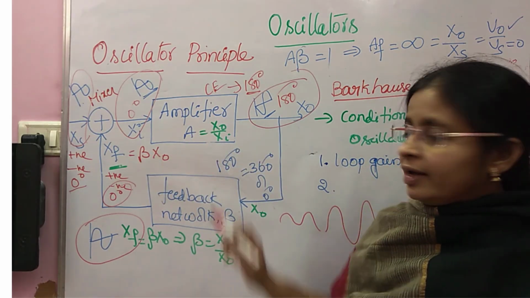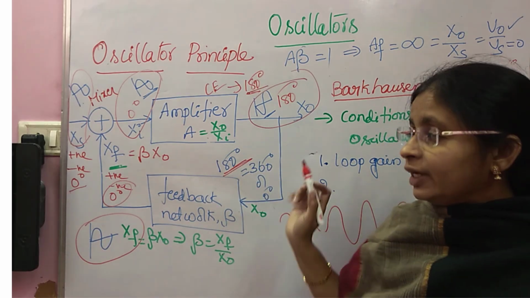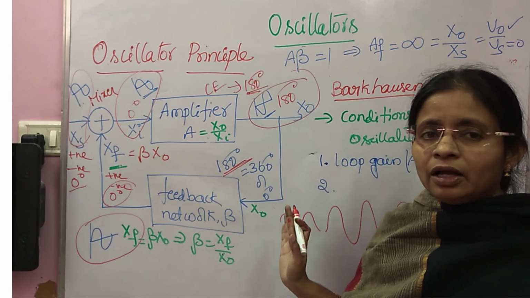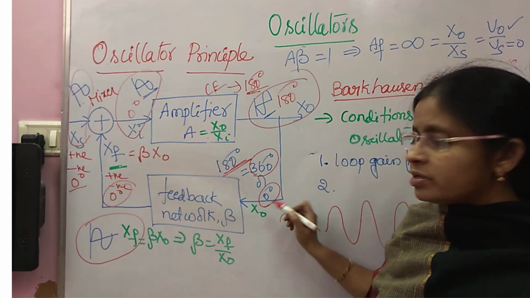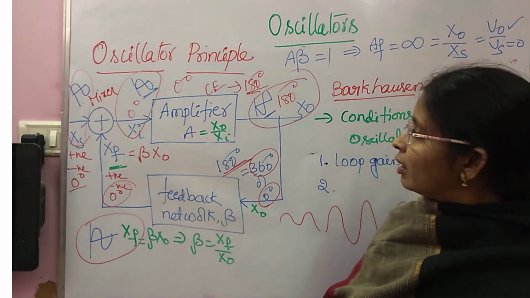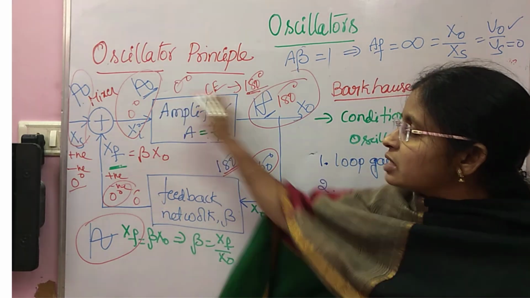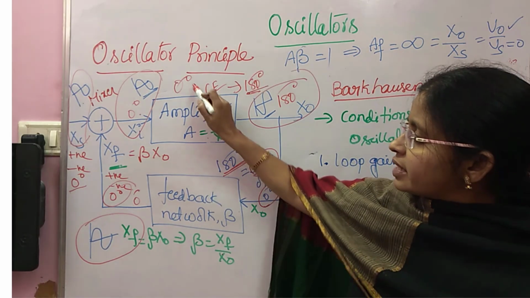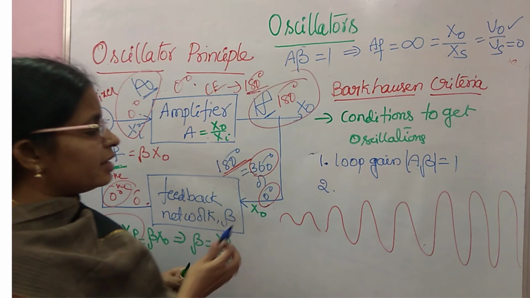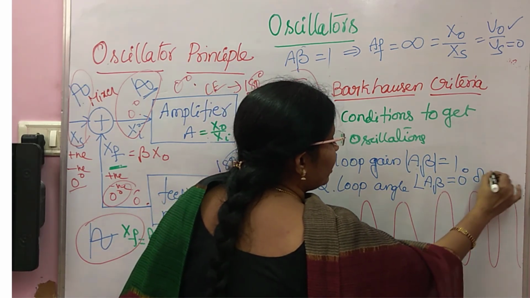What is the loop angle totally? If the amplifier is introducing 180, the feedback network has to introduce another 180. Then only Xs and Xf are with the same phase. That is called positive feedback. 360 degrees is equivalent to 0 degree, we know. So if the amplifier does not produce any phase shift, then X0 is with the same phase and Xf is also with the same 0 degree phase. Then what is the loop angle, meaning the angle inside this loop? This is 0 and this is also 0. Totally it is 0 degree. So what is the second condition under Barkhausen criteria? The second condition is the loop angle: angle A beta must be either 0 degree or 360 degree.